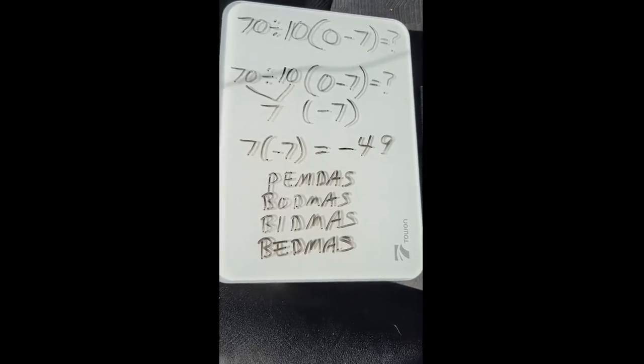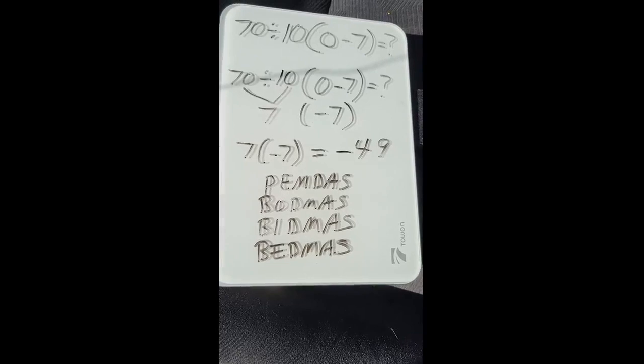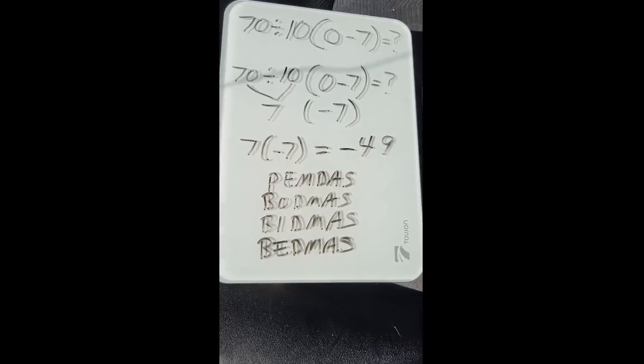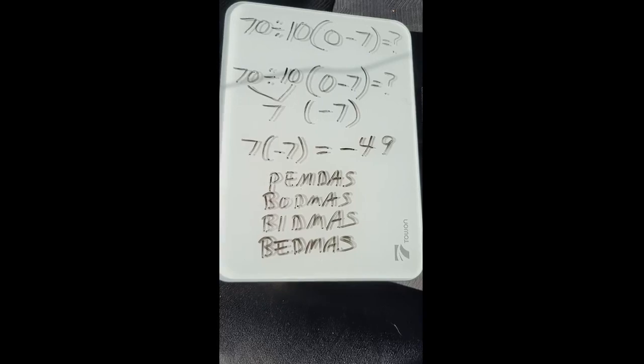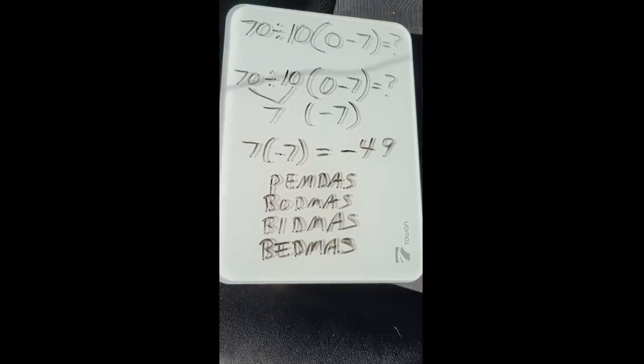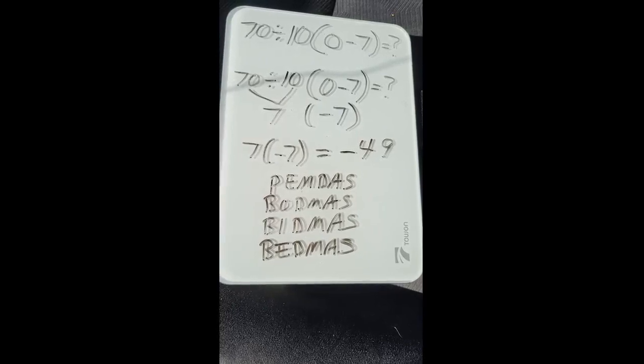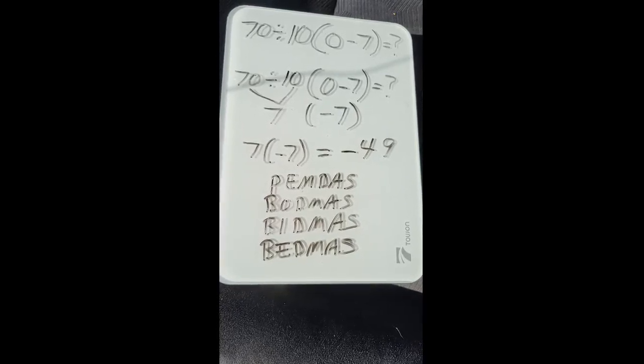A lot of people are confused when they use acronyms like PEMDAS, BODMAS, BIDMAS, BEDMAS. They think that they're six-step checklists, and that's incorrect. PEMDAS does not mean multiplication before division. Multiplication and division have equal precedence. Division is the same thing as multiplying by a reciprocal. So in this problem, we have division first, going left to right.